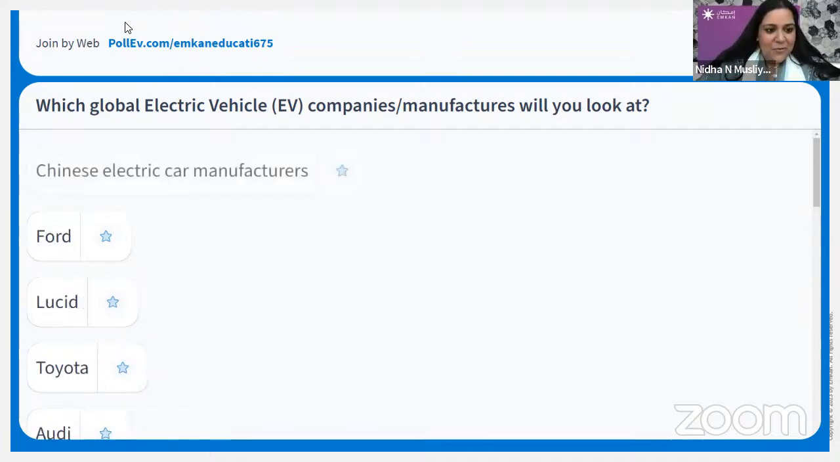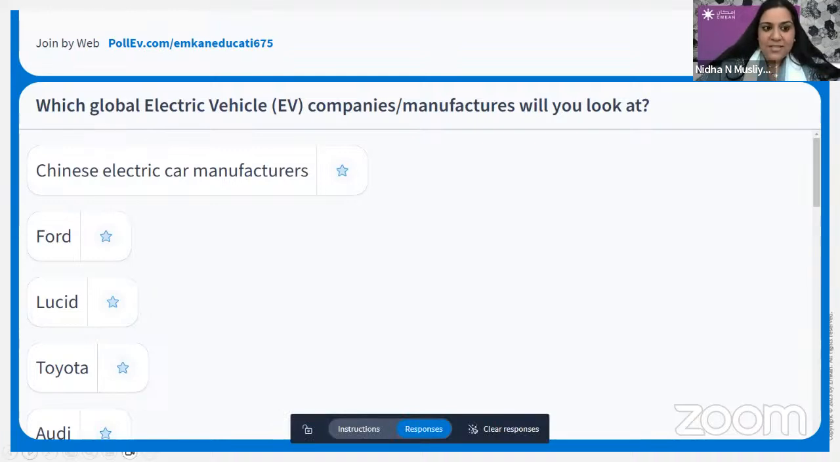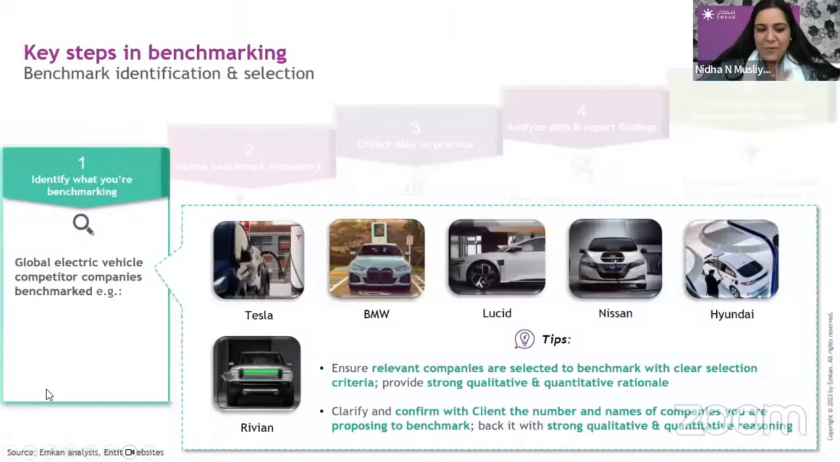All right. So, Ford. Chinese electrical car manufacturers, yes, very true. They're up and coming, and they're operating in this space. I think we've got big names already here. That's really great. So thank you for that. So the next response, we're going to illustrate the key steps for the purposes of this. Who did we identify and select? We selected, much like everyone was saying, Tesla. We've got BMW over there. We've got Lucid. We've got Nissan. We've got Hyundai. And then there was another one, Rivian.